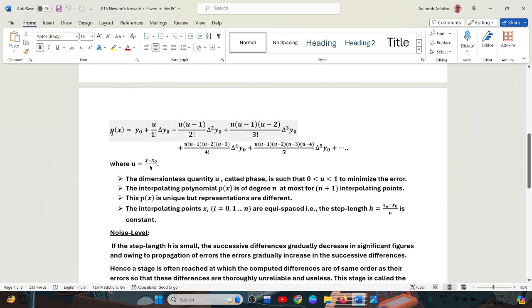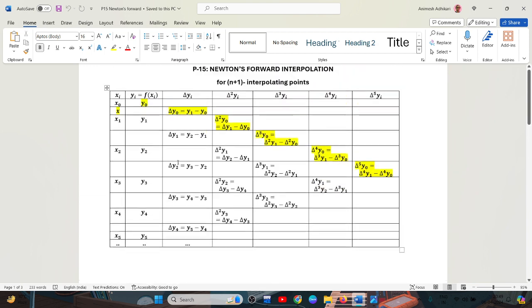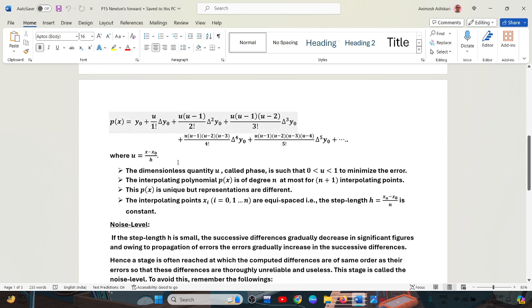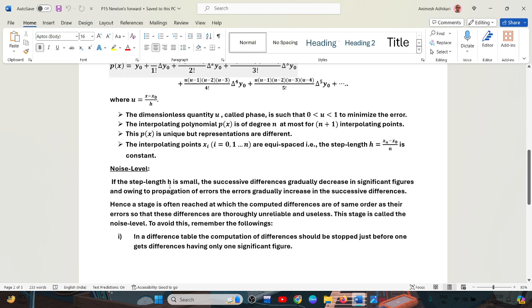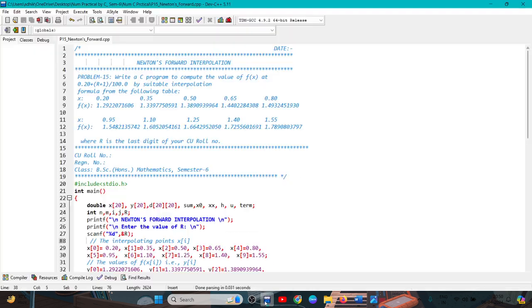And this Newton's forward interpolating polynomial p(x) is unique, but the representation may be different. These interpolating points x0, x1, x2, up to xn are equispaced, and the step length h equals xn minus x0 by n. And this is the programming for Newton's forward interpolation problem 15.